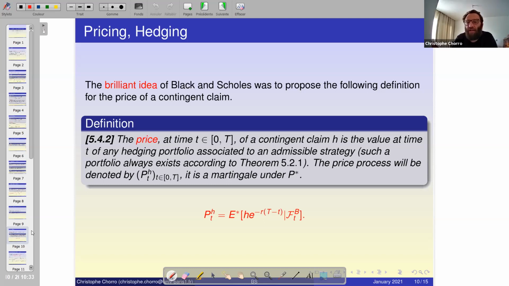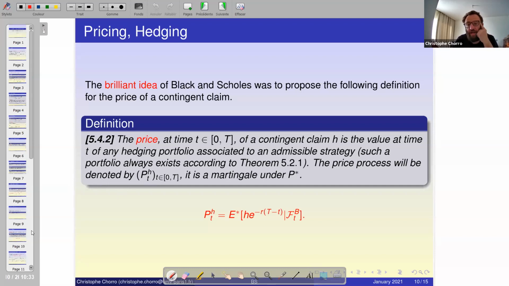First of all, I know that such a strategy exists in the Black and Scholes model because the model is complete. And what is more, I know that this price is unique because I have no arbitrage opportunities among P star admissible financial strategy. And that's why we work with P star admissible financial strategy, because we want the price to be unique, in fact. So the price exists from the completeness of the market, and the uniqueness is a consequence of the absence of arbitrage opportunity.